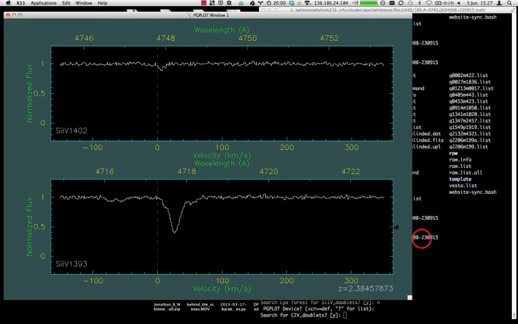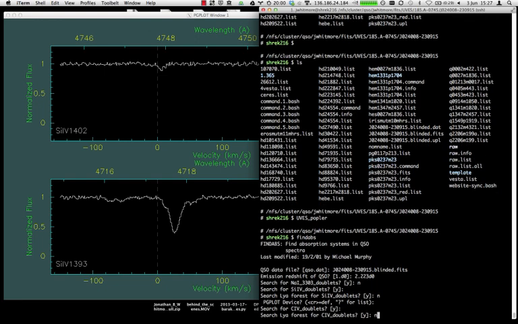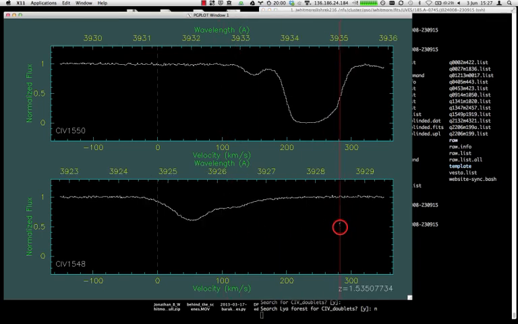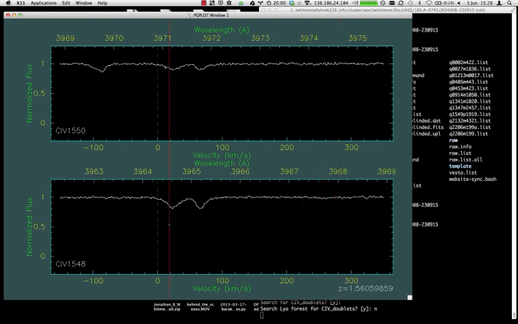And you see that it now asks me whether I want to look for carbon 4 doublets. So I'll look for carbon 4 doublets, but not in the Lyman alpha forest. And again, we see the two members of the doublet are so much closer together, 1548 and 1550. Same deal though, one is half the strength of the other, and we're just going to move along the wavelength axis trying to find coincidences. And now we see we've got a very weak carbon 4 feature here that I'm just going to select as being at that redshift there.